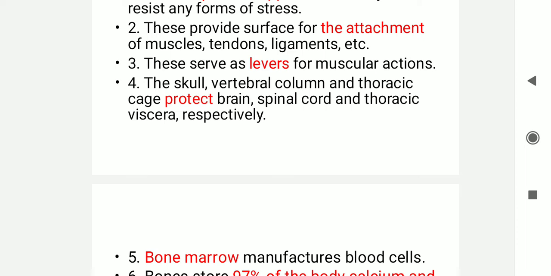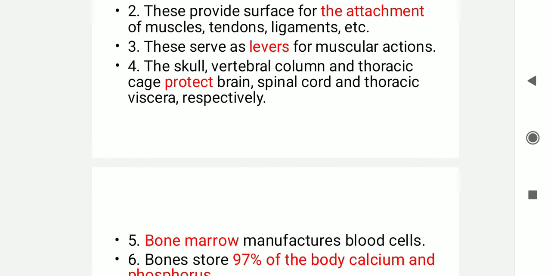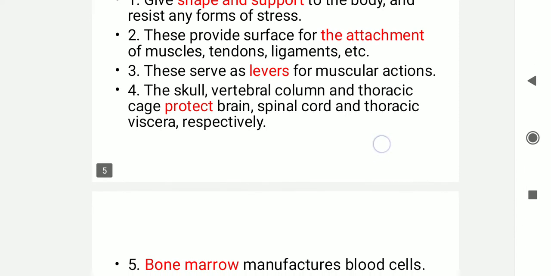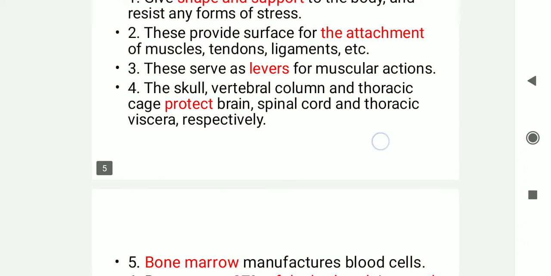And these bones serve as a lever for muscular action. Like neuromuscular coordination. As soon as the brain gives a message to the muscle and bone that you have to do bowling, writing, jumping, etc., that action will occur. Like when the brain gives the message that you have to do bowling or writing, then your hand will start writing. So it serves as a lever for muscular action.